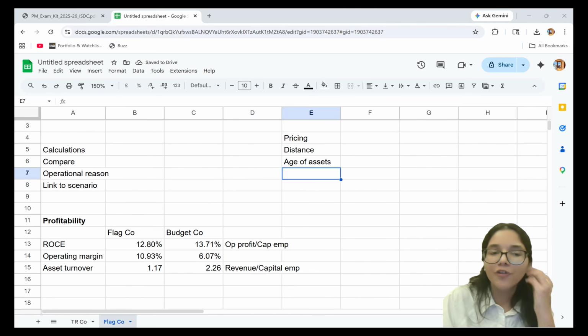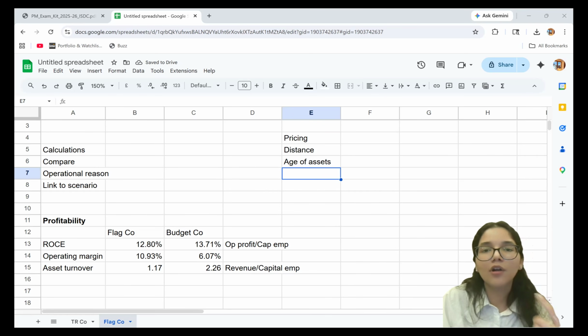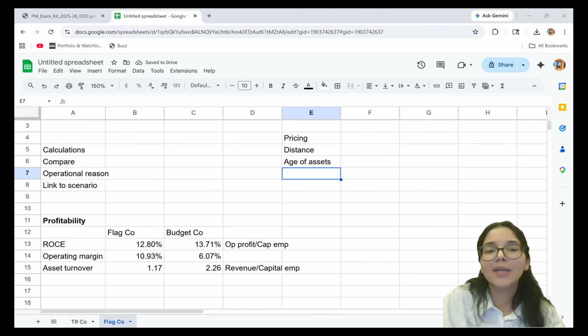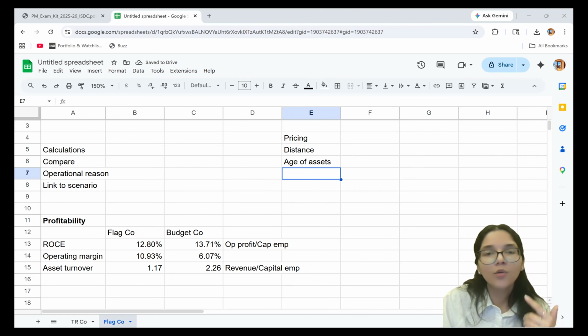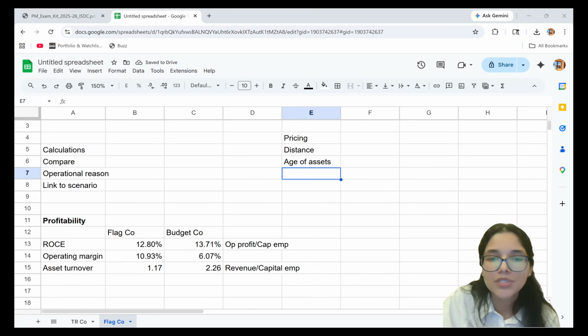So what they are doing over here is they are running their flights for a longer duration. So the planes are parked for a shorter duration, they're doing more journeys. So the planes are probably better utilized. That's why they're able to generate more revenue on the assets which they are using.